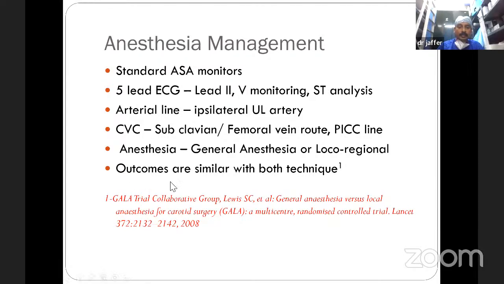And I put a triple lumen central venous cannula. Commonly we place a subclavian route in our institute, or else we can go for a femoral vein or a peripherally inserted central venous catheter also. This is mainly to start vasopressor support, especially to maintain hypertension, or else to start some vasodilators in order to bring down the BP.